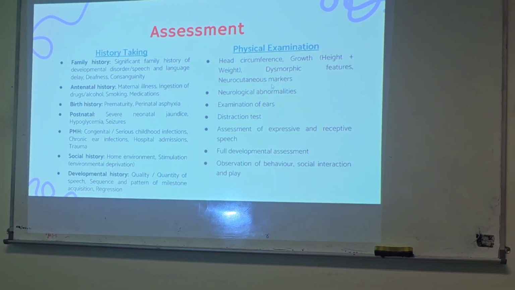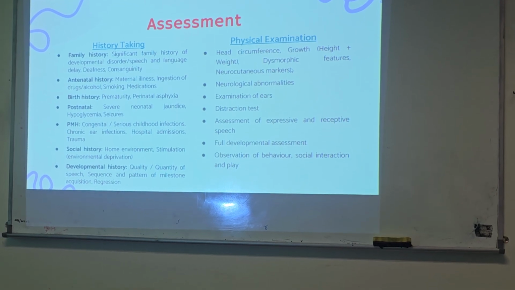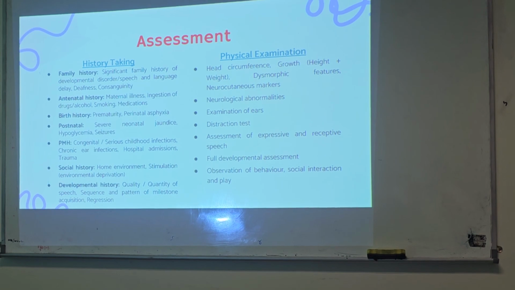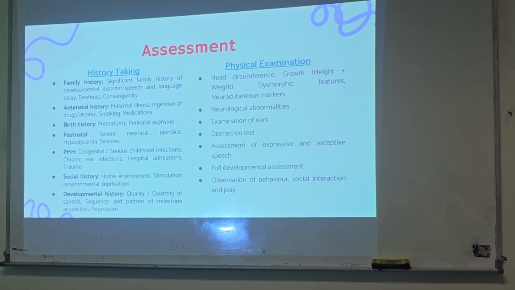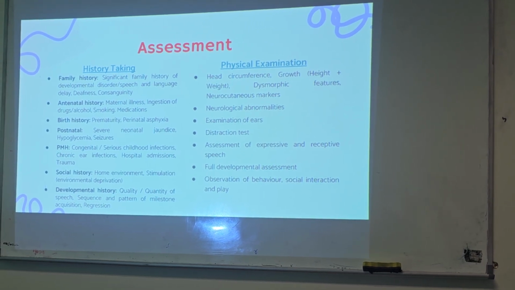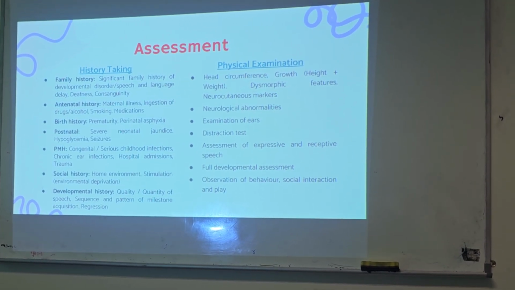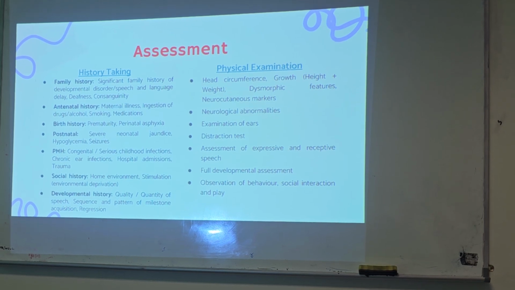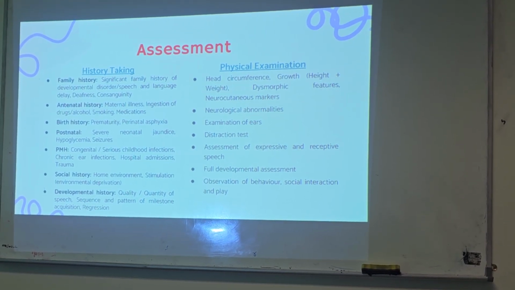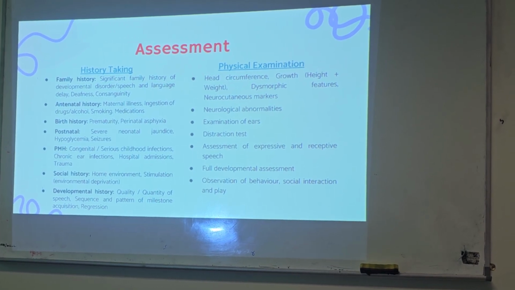So coming to physical examination, definitely you want to take their head circumference, height and weight to see if their growth is abnormal or not. Then you would like to look for any dysmorphism or neurocutaneous markers. Then definitely you would like to do a neurological examination to look for any abnormalities or signs in their neurological system. Then again, you must definitely examine their ears.